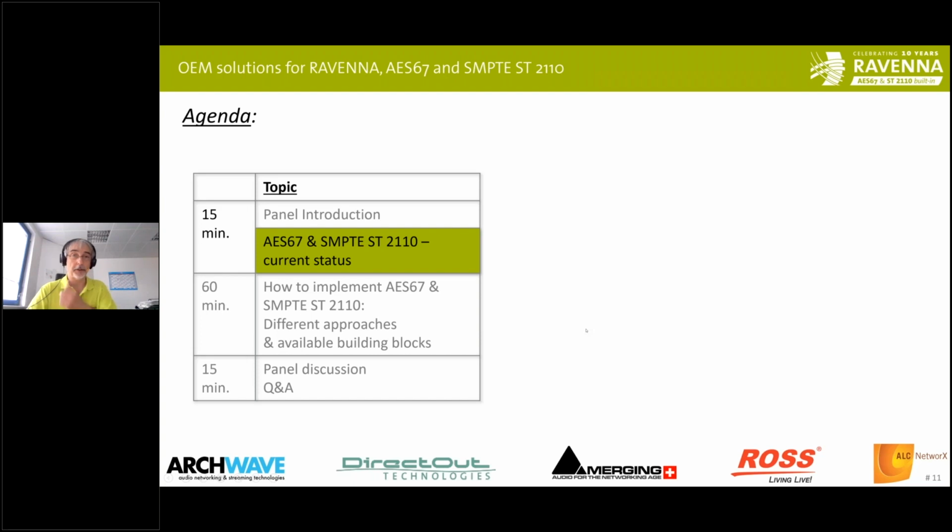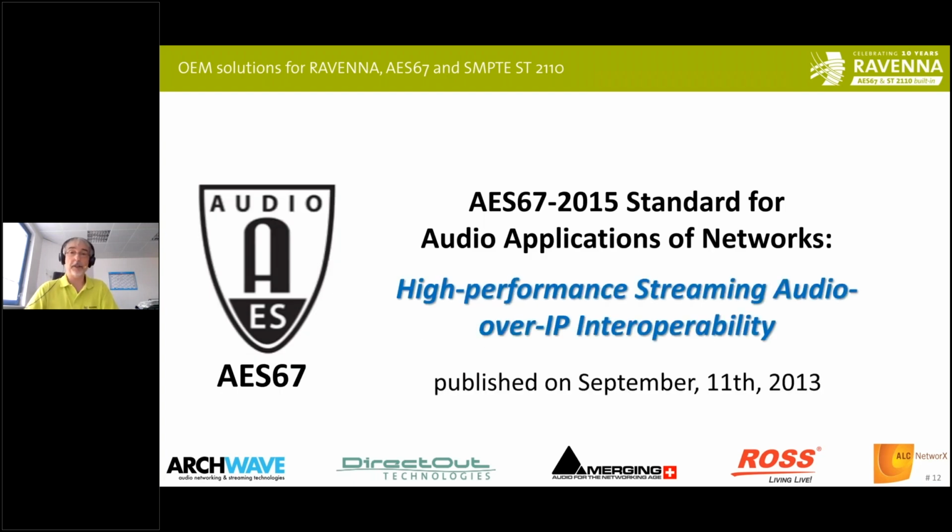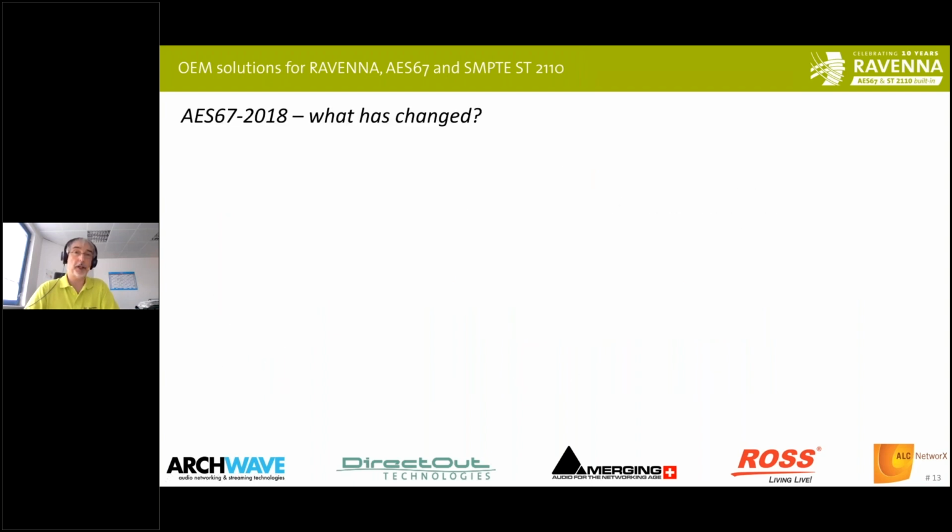So before we start into the building blocks the various partners have on offer, we have a quick look into the current status of AES67 and SMPTE 2110. So as everybody knows, AES67 had been actually published in 2013 and received a second revision in 2018. So the question is, what has changed since the initial publishing and the first revision? So what is the particular reason for the AES67 2018 revision?